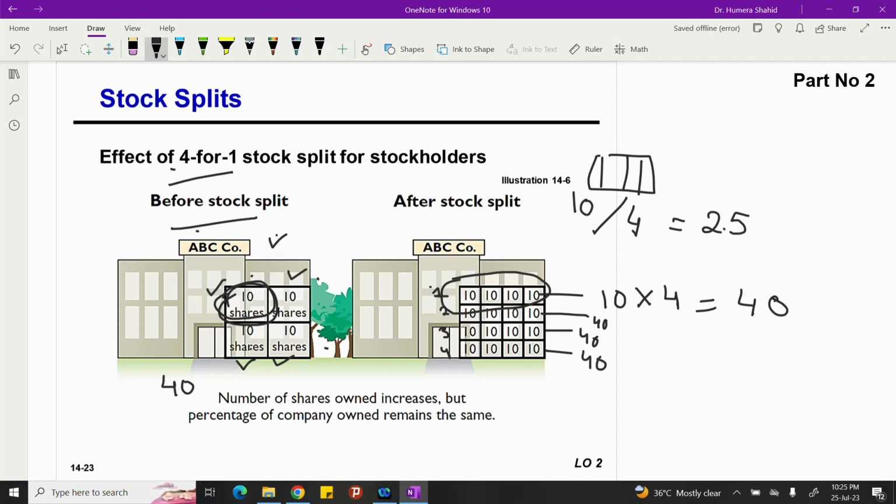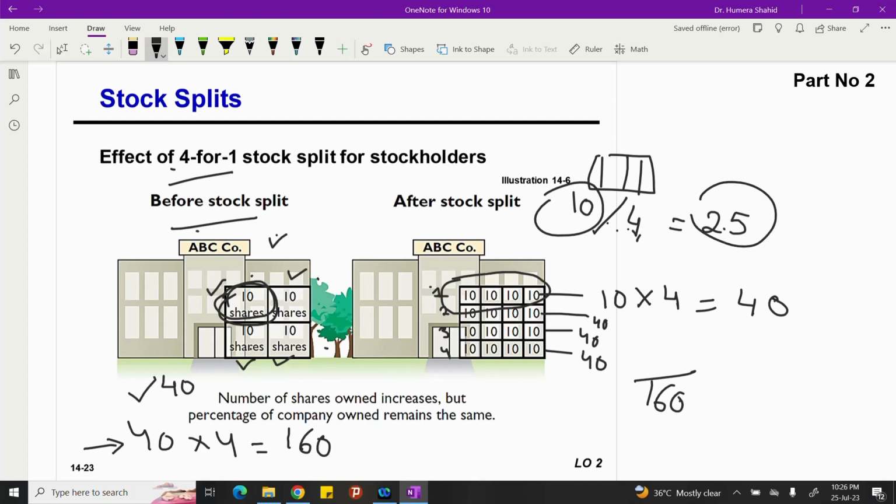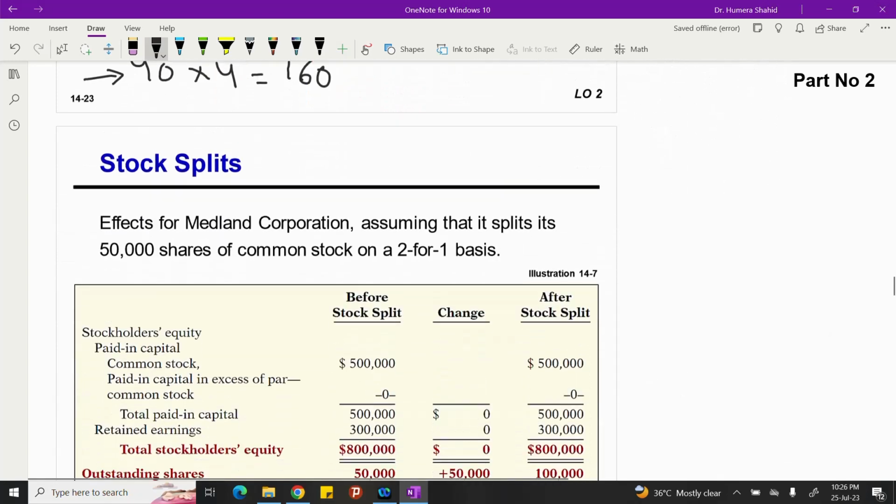So basically, where we had 40 shares altogether before the split, now we have 160 shares after the split. Why? Because the 40 shares are divided into 4, so that is 160. This is the effect on the number of shares. For example, the par value for these shares was 10, so the par value is also divided into 4 parts. So each share will now get 2.5. So this happens with the stock split.